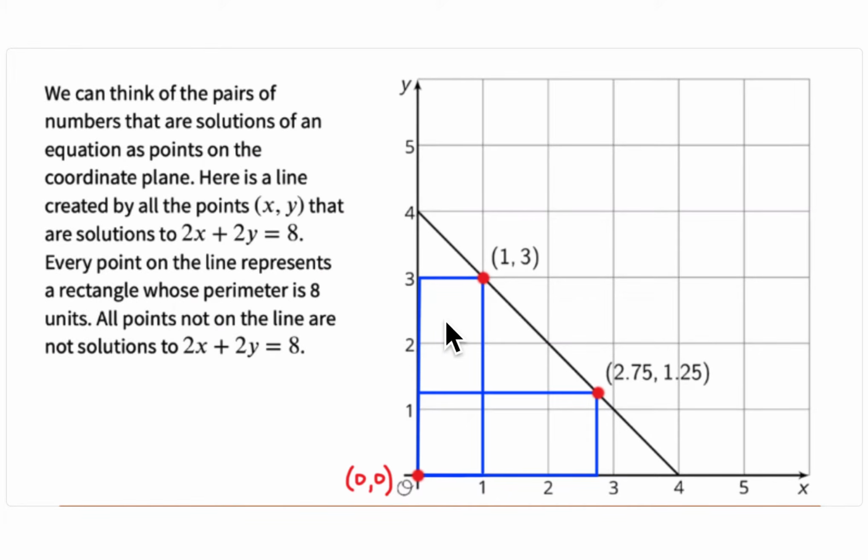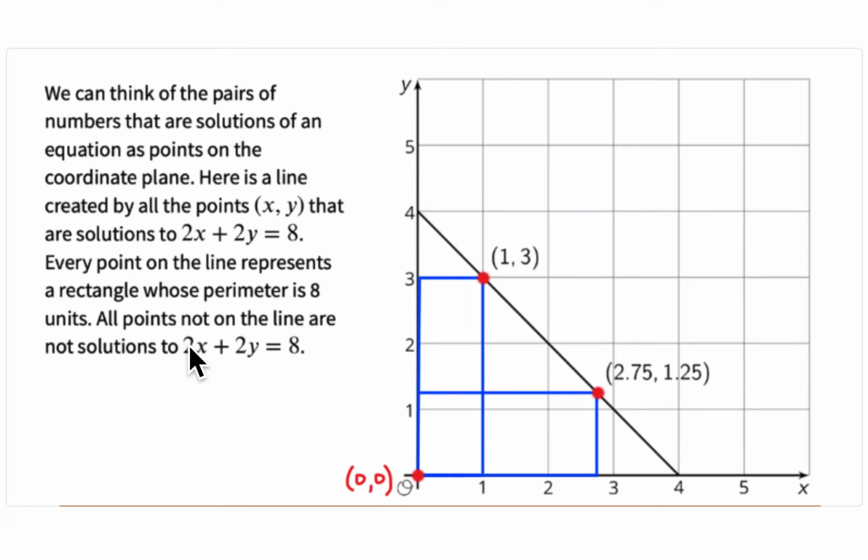So here are the 2 rectangles that they're talking about. If you double the length, 2 times 1 is 2, and double the width, 2 times 3 is 6, this perimeter is 8 units. And likewise, this perimeter down here is 8 units because you double this length and you double this width, add them together, you get a perimeter of 8 units.